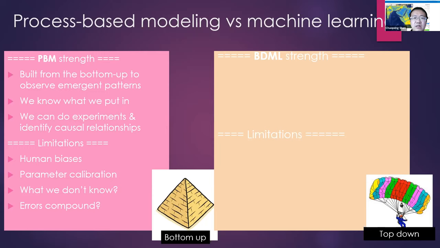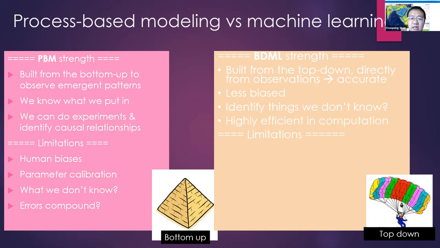So big data machine learning has lots of strengths. It's built up from the top down, so it's directly targeting the observations. It's very accurate. It's less biased. Okay, so it's less biased, not saying completely unbiased. But it has the potential of identifying things that we don't know, because it's deep learning and you have these hidden layers that are extracting features from data without our guidance, right? And it's highly, highly efficient in computation.